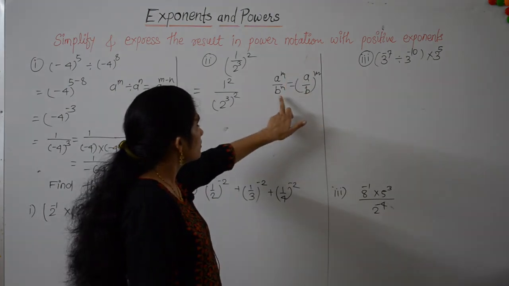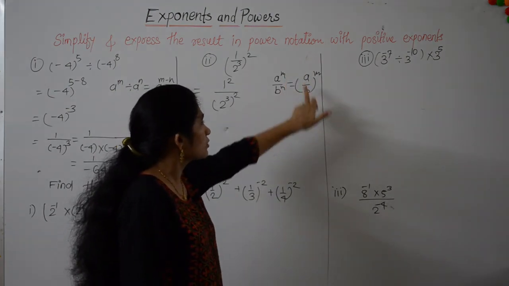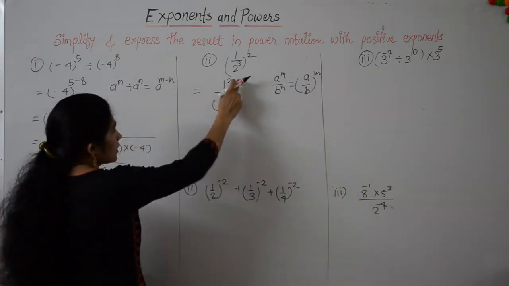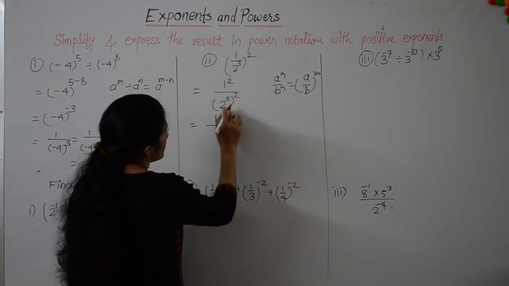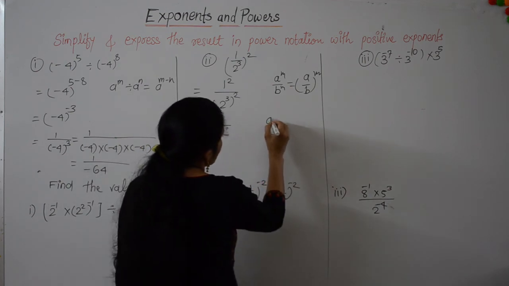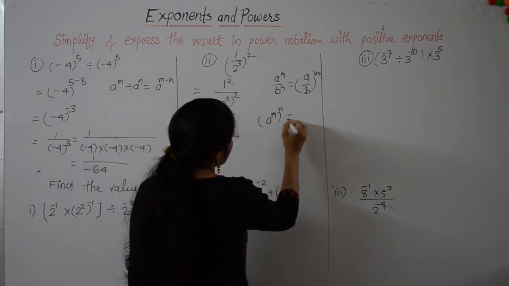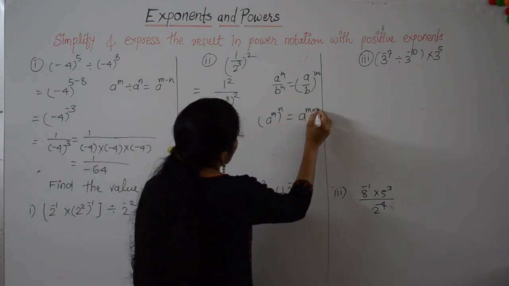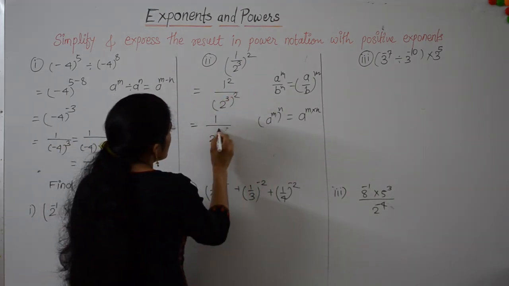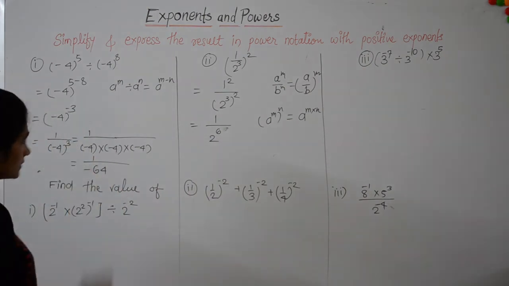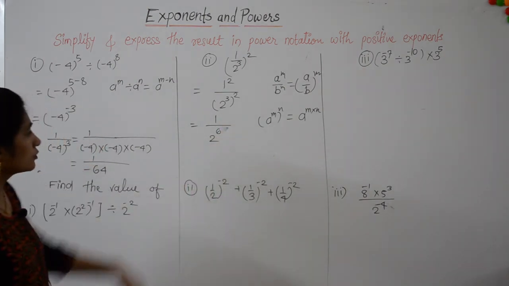So a raised to power m divided by b raised to power m is equals to a by b raised to power m. So here we have split the power. Now this you can write, 1 square is 1, and here again power law, that is a raised to power m whole raised to n is equals to a raised to power m into n. So there is a multiplication of exponents. So 2 3s are 6. So this is our answer, 1 upon 2 raised to power 6.